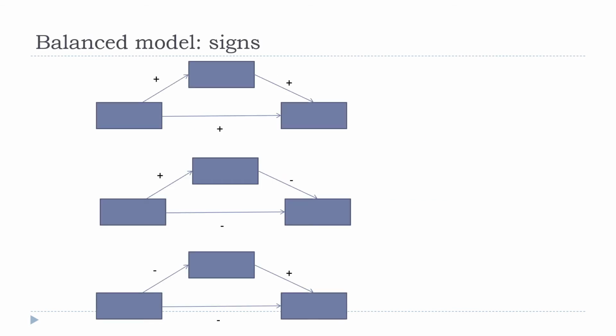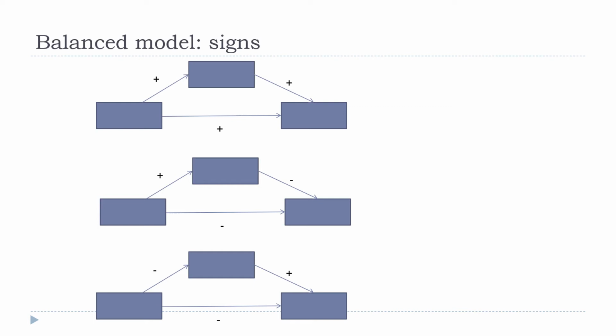Some things to consider are whether you have a balanced model. So a balanced model is whether you're expecting an increase or a decrease in any of your paths. And these are the three balanced models. This is kind of like the enemy of my enemy is my friend sort of thing. So for example, if you have a positive relationship between your independent variable and your mediator, and a positive relationship between your mediator and your dependent variable, you must have a positive relationship between your independent variable and your dependent variable.